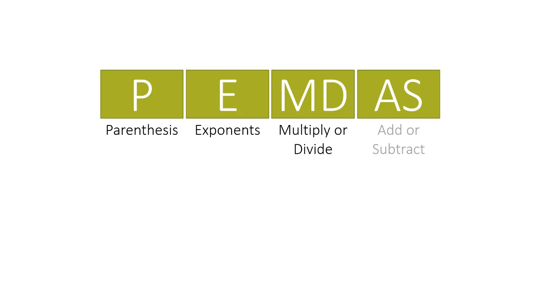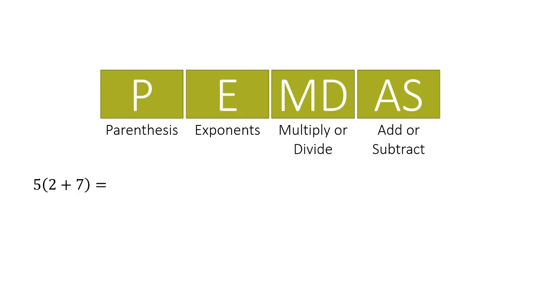Whenever you first learned how to solve multi-step problems, you probably learned Please Excuse My Dear Aunt Sally, or PEMDAS. PEMDAS is a way for us to remember the order of operations when we're solving a multi-step problem. So P is for parentheses, E is for exponents, M is multiply, and D is divide. Notice that those are grouped together. And A is for add, and S is for subtract. Again, notice that those are grouped together.